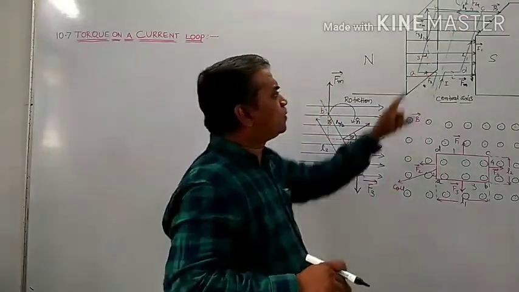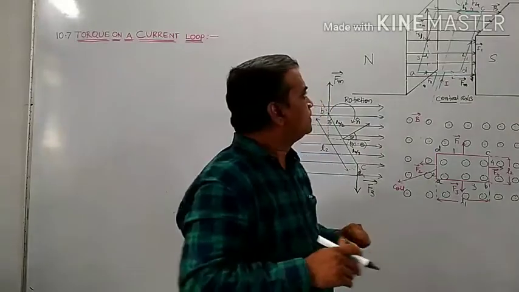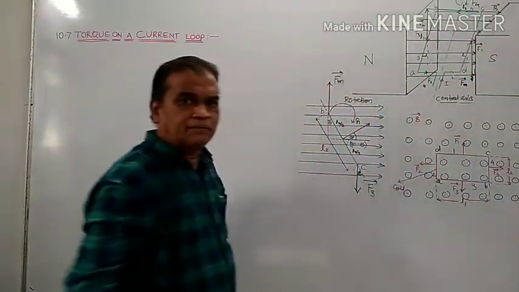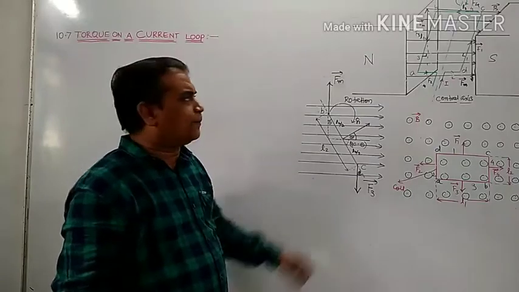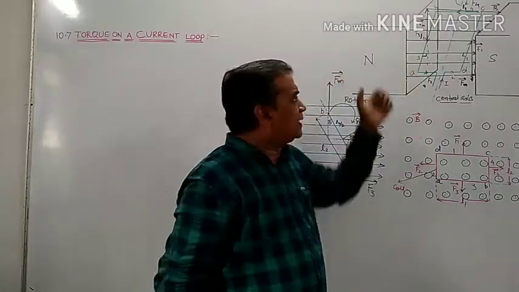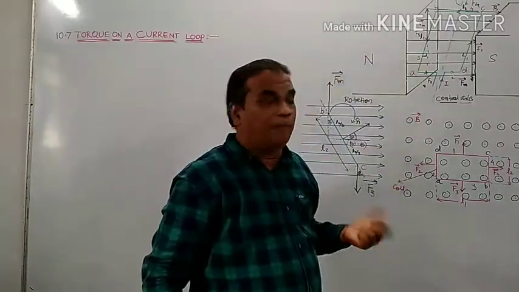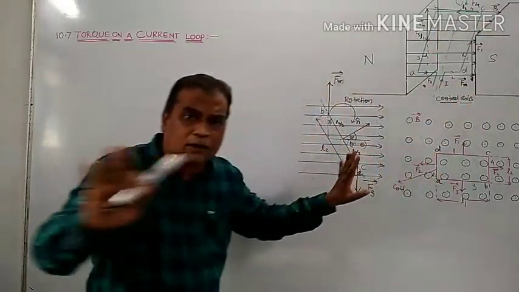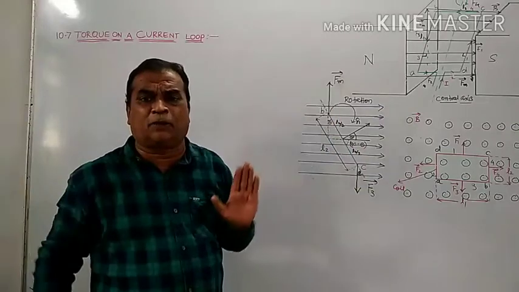So as far as this coil is concerned, the segments AB and CD of the loop are perpendicular to the direction of magnetic field, but segments BC and AD are not perpendicular to the direction of magnetic field.